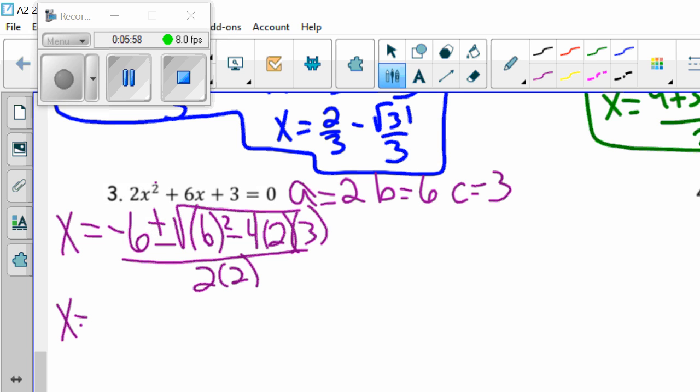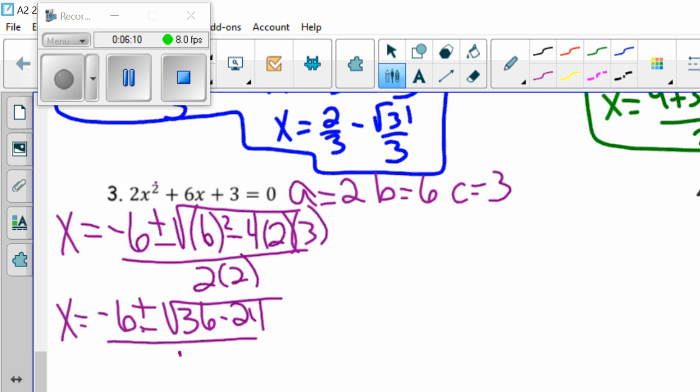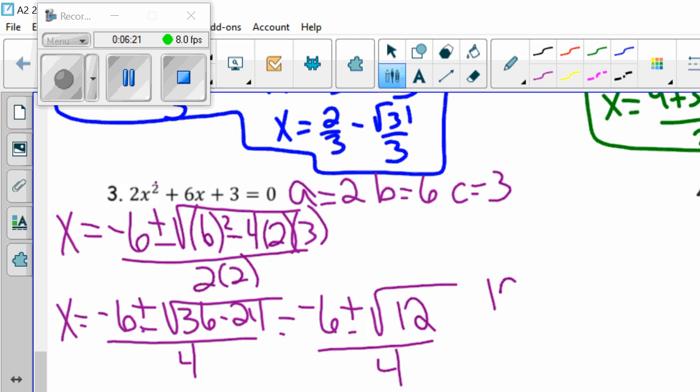So we get x equals negative 6 plus or minus, underneath the radical, 6 squared is 36. Negative 4 times 2 is negative 8. Negative 8 times 3 gives us negative 24. All divided by 4. So combine like terms underneath the radical. 36 minus 24 gives me 12. Do factor tree on 12. 4 and 3. 4 breaks down to 2 and 2.